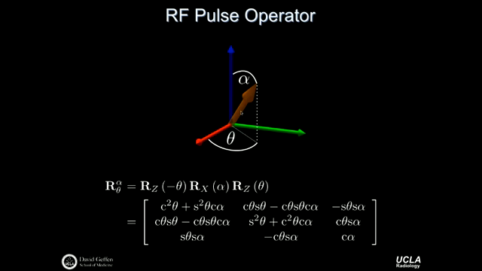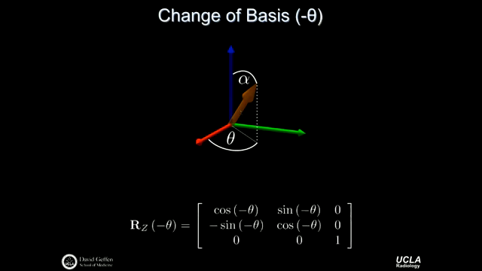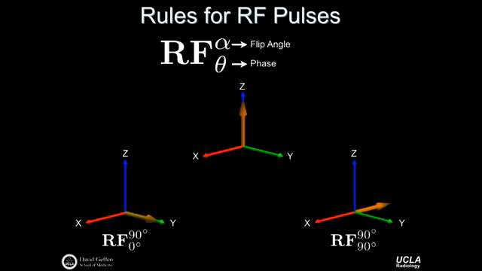Other questions? Yeah. In the slide where you described the operator, you say the phase of 0 degrees is about the x-axis. But it appears as if in your examples, the phase of 0 degrees is about the y-axis.